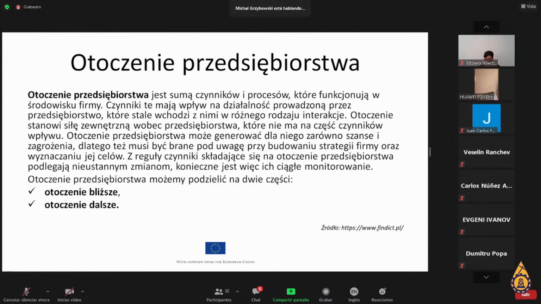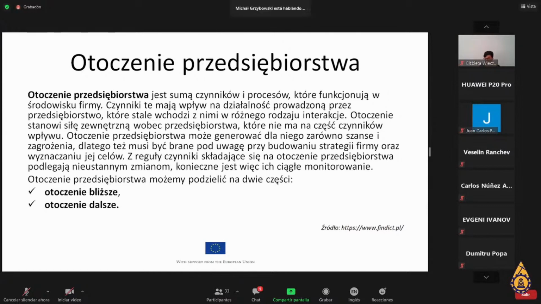When it comes to the classification or the division of this enterprise, because we can define the environment of an enterprise as a sum of factors and processes that occur and function in the environment of the company. So we are talking about clients, suppliers, legal regulations, different laws that govern the operation of a specific company, and the competitive environment. So the situation regarding competitors in the market in which a company is active.